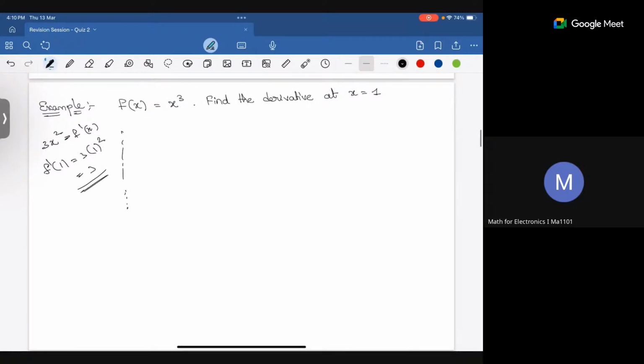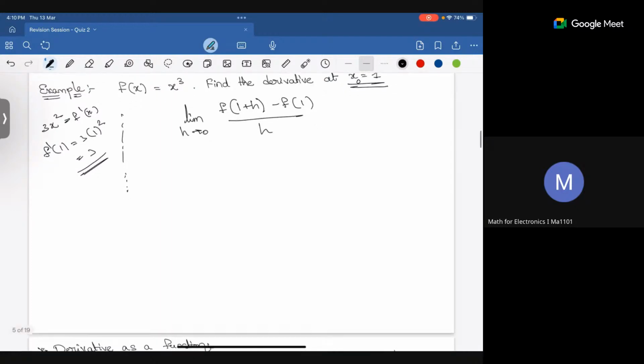But if you are asked to use the limit definition, then how do you approach? You have to compute the limit as h tends to 0 of f of, here x naught is 1, right? So this is x naught. So f of 1 plus h minus f of 1, divided by h. So this is the limit value I have to find.